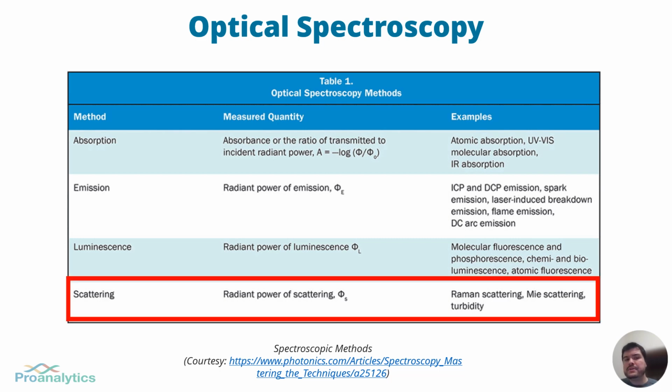The third optical spectroscopy type that is very commonly used is scattering spectroscopy. Throughout the webinar, we'll be focusing on Raman spectroscopy and its applications in bioprocessing and its advantages. Raman spectroscopy is a subset of scattering spectroscopy.